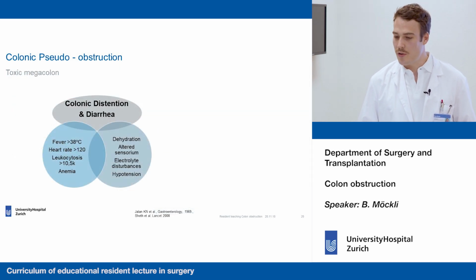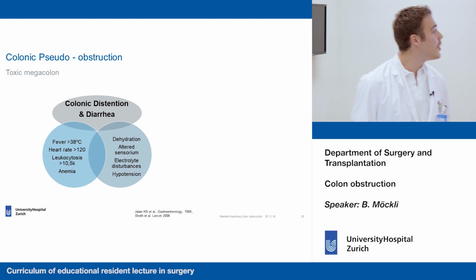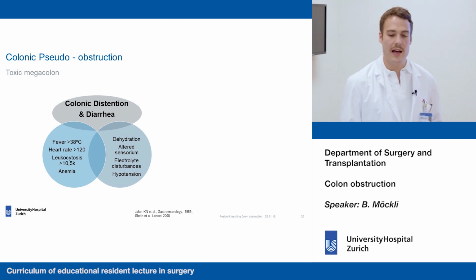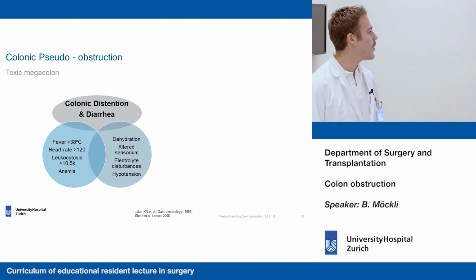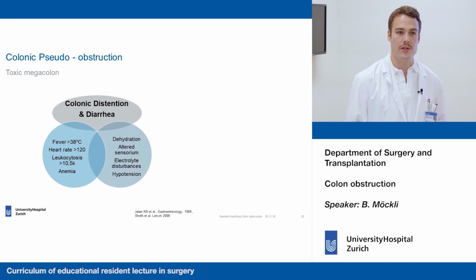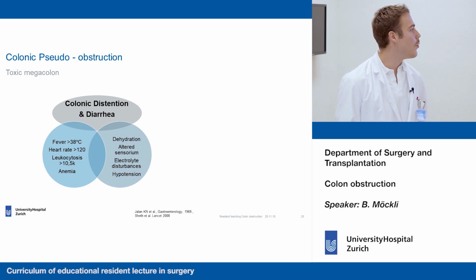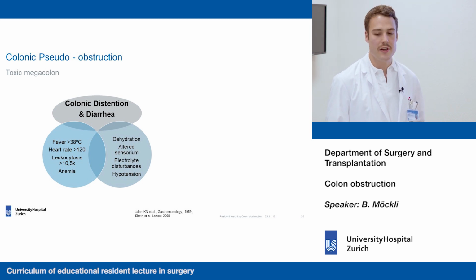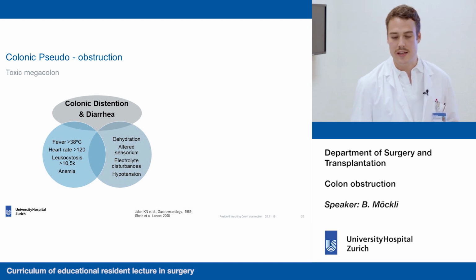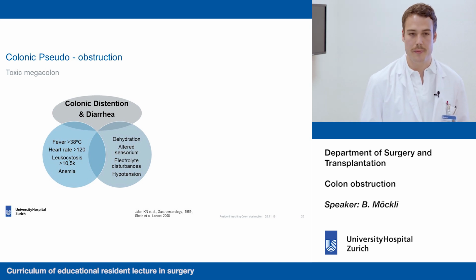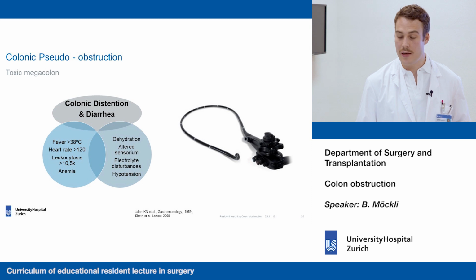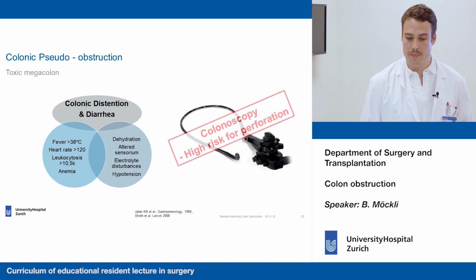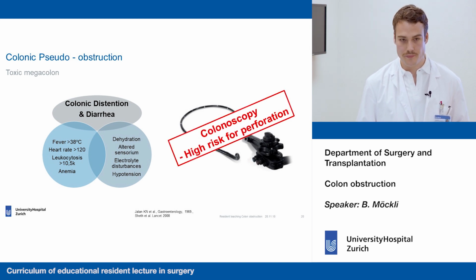Next, we'd like to go on to toxic megacolon, which is defined by colonic distension and diarrhea. Also, 3 factors of this box need to be present: fever, tachycardia, leukocytosis, or anemia. And then 1 factor from this box: dehydration, electrolyte imbalances, hypotension, or altered sensorium. Often these patients are very ill, and colonoscopy for workup is not recommended given the high risk of perforation.